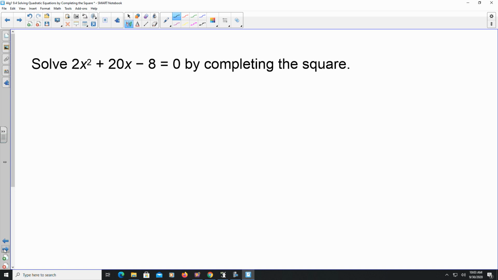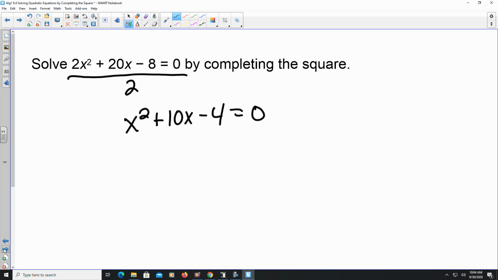So looking at this example here, a does not equal 1. So what we have to do first is make it equal to 1. I'm going to divide the entire equation by what a is right now. So a is 2, so I'm going to divide everything by 2. Now what I get is x squared plus 10x minus 4 is equal to 0.